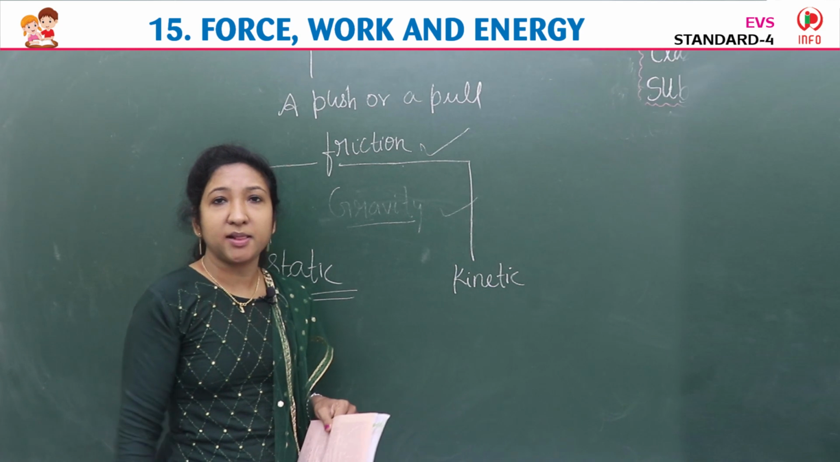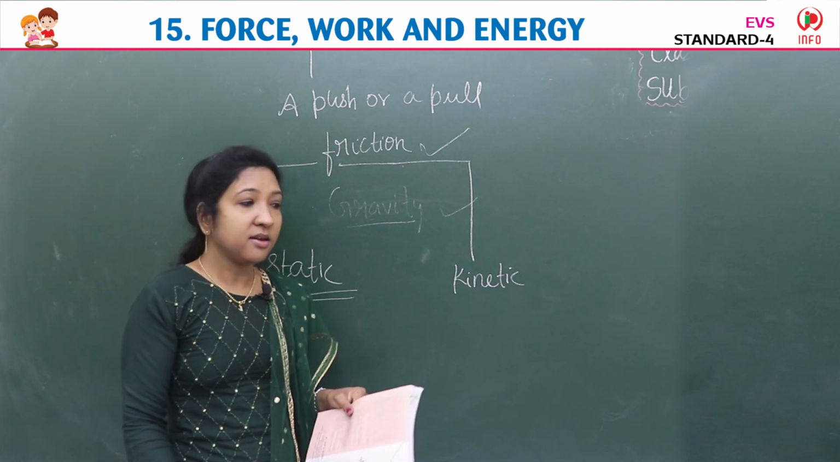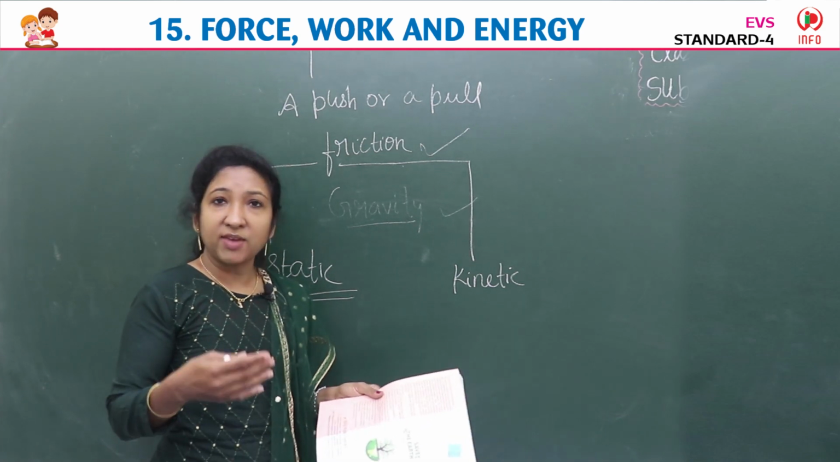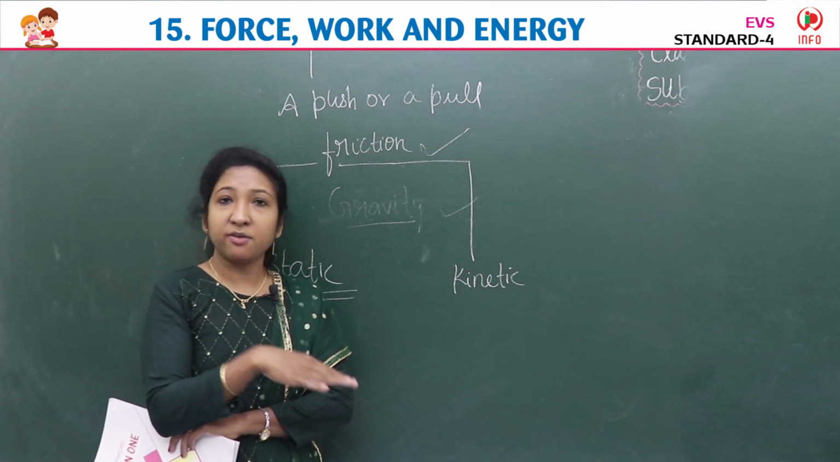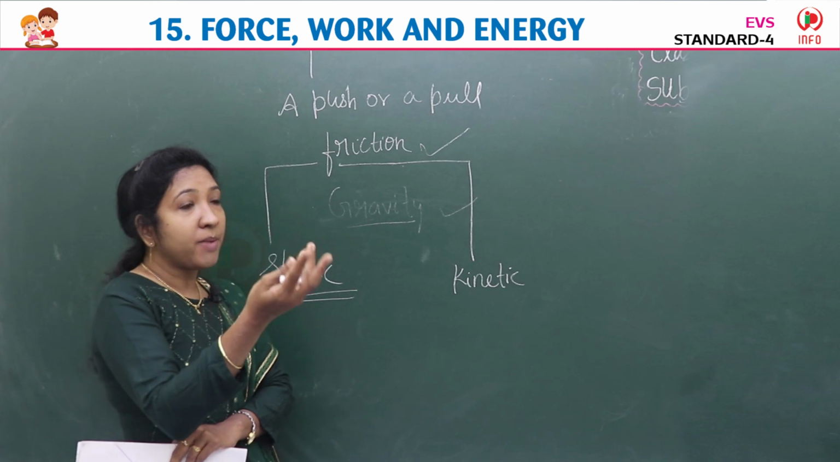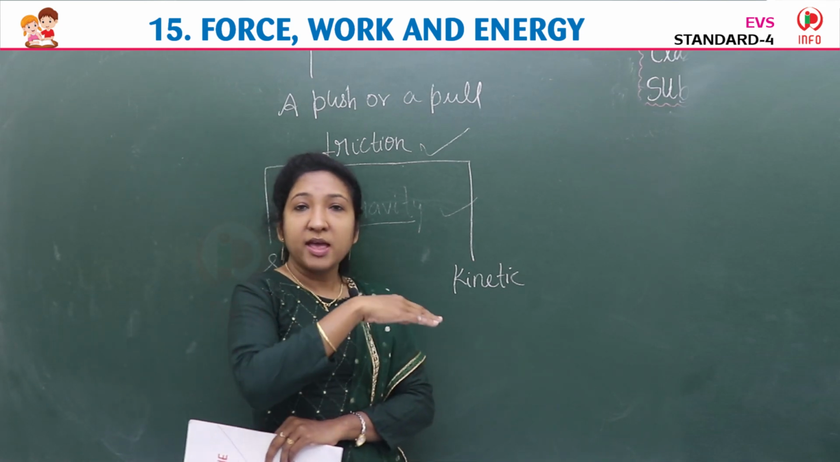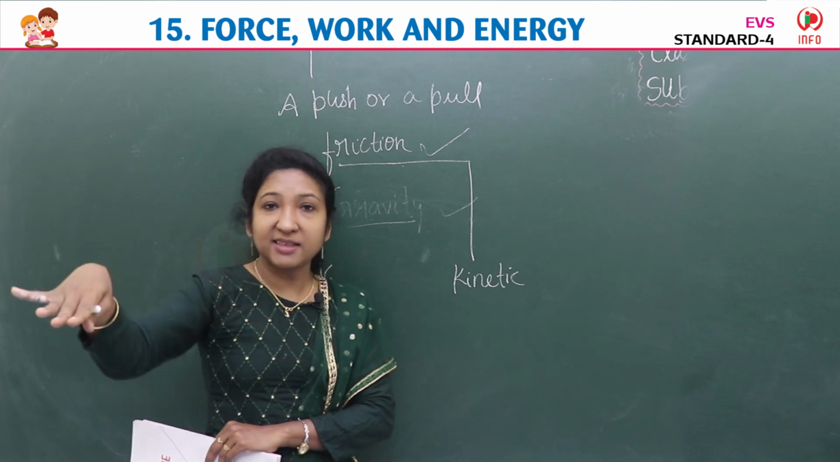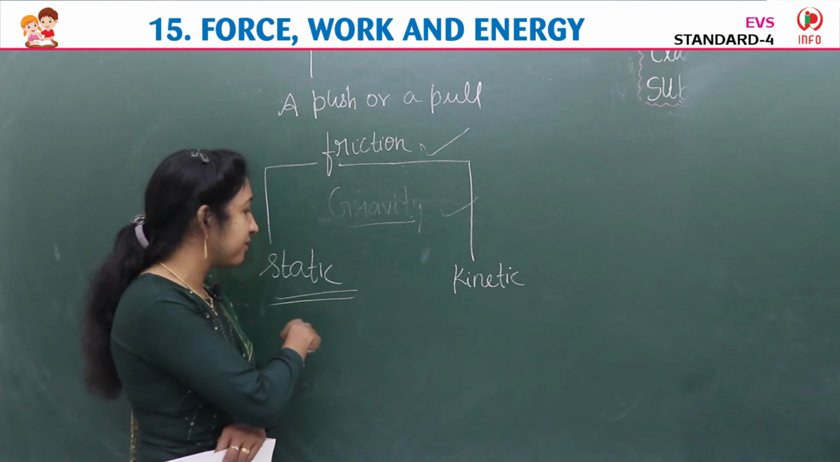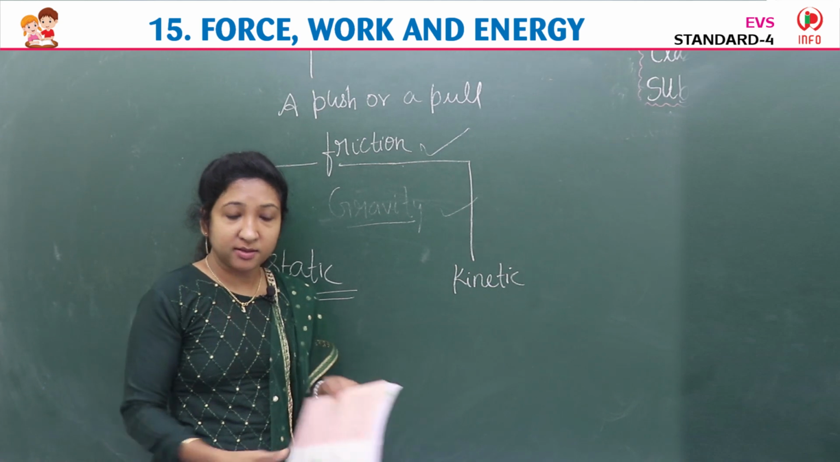Books are there on the table. When we sit on a chair, we are there on the chair, isn't it? Keeping a bowl on a table. So every object stays there itself, on that particular place. That is because of static friction. It is not moving, isn't it?